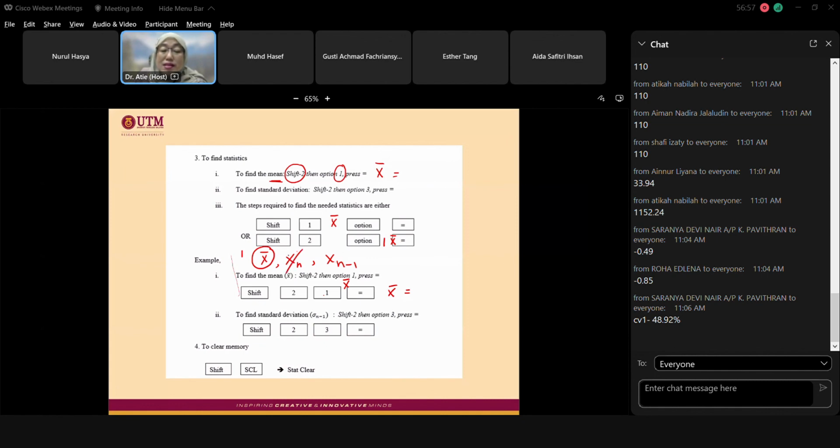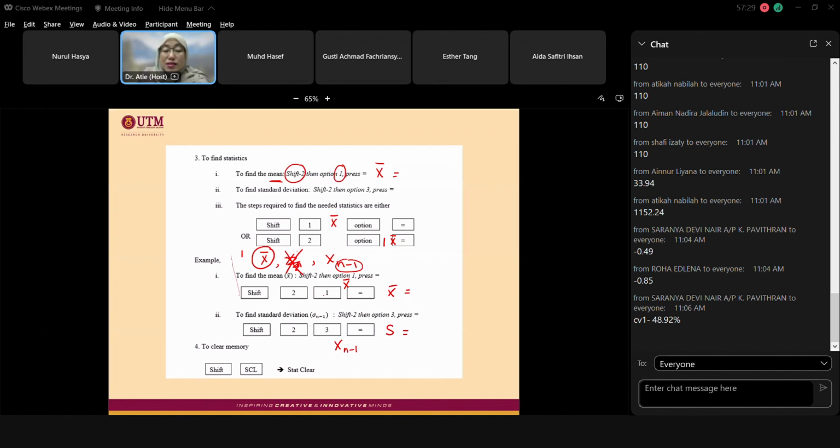Okay, the one with xn minus 1, we don't use this one in this class, people, because we are using sample. Sample means n minus 1. You will learn that in the next chapter. So we will only use the ones with the symbol xn minus 1. This is for the standard deviation, which is the same as your small s.